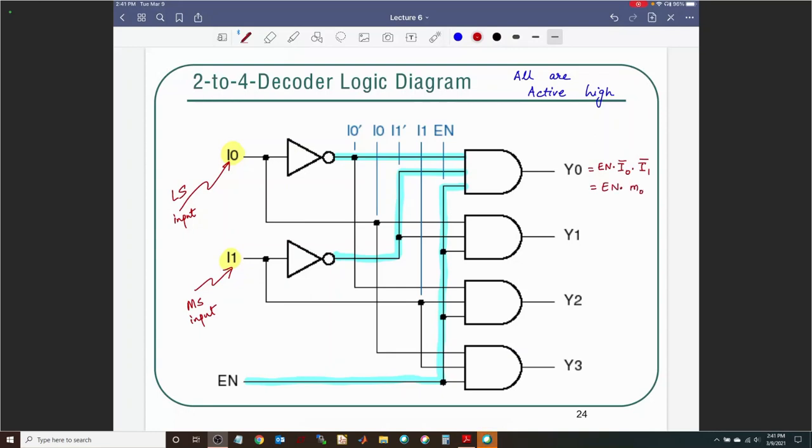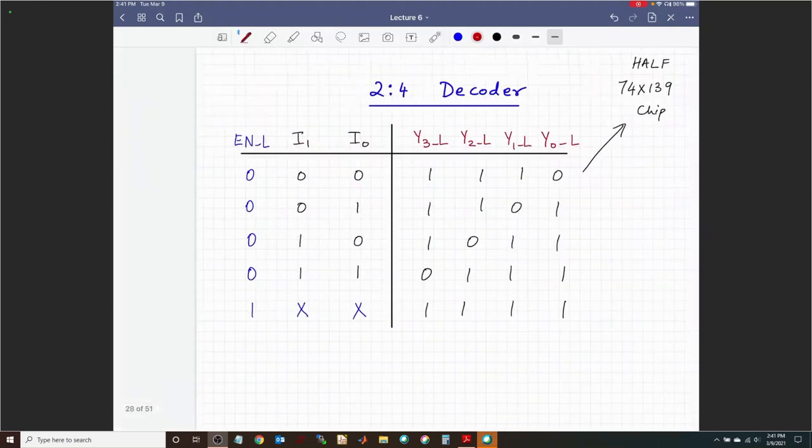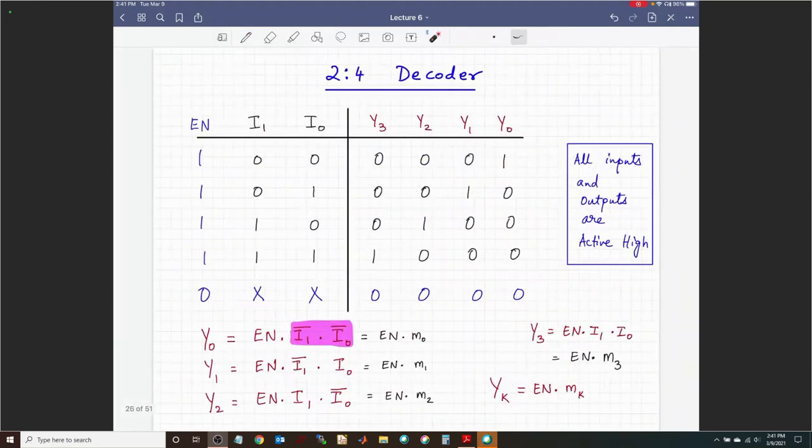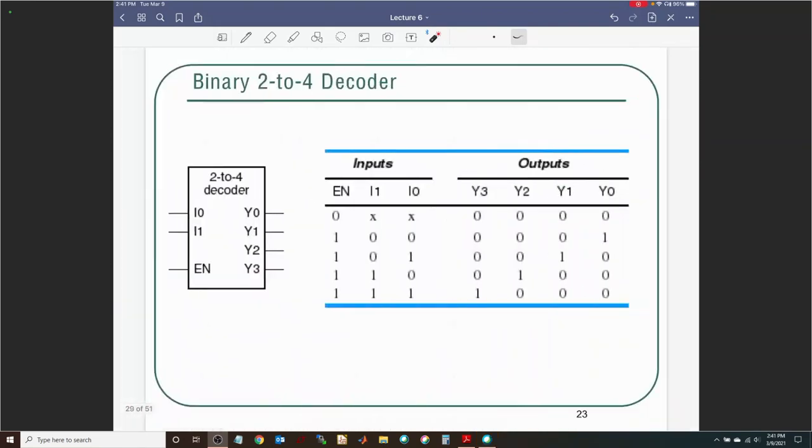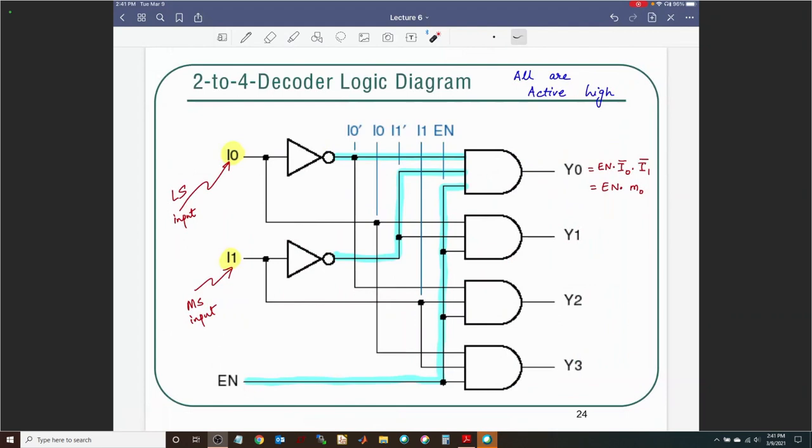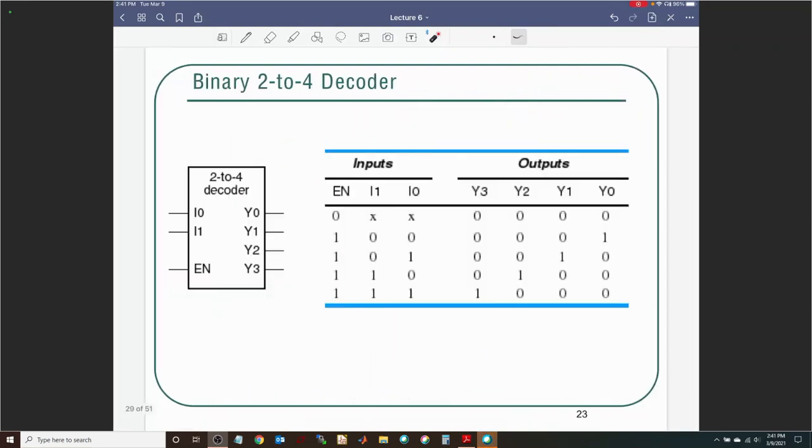So that is exactly what we had when we were writing these out for the case of everything being active high. That's exactly what we had for Y0. And if you track this down to Y1, Y2, Y3, you will see that your truth table is in agreement with your logic expressions, and is in agreement with your logic diagram. So where does all of this go? Well, all of this goes inside this particular box. That's how your inputs and outputs are related. All that logic diagram is essentially what goes inside this 2-to-4 decoder box.